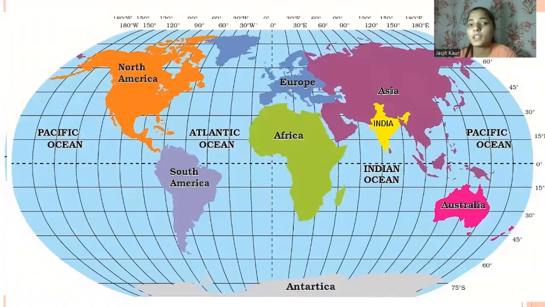So here, if I tell you, we can see different continents like North America, South America, Africa, Europe, Asia, Australia, and Antarctica. So these are the different continents. And then we also have different oceans here like the Atlantic Ocean, Indian Ocean, and Pacific Ocean. And apart from this, we also have different latitudes and longitudes here.